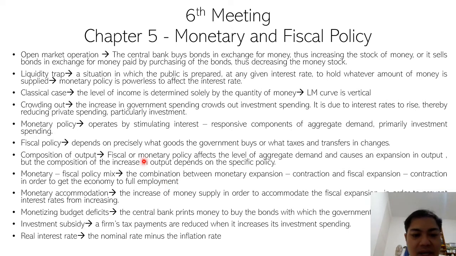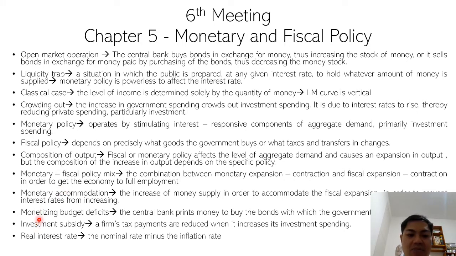And then the next one is monetary accommodation. Here is the increase of the money supply in order to accommodate the fiscal expansion. In this case, the interest rate is kept very low in order to promote the economy faster.